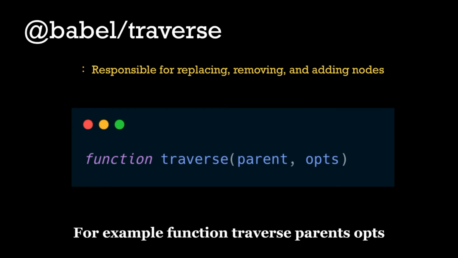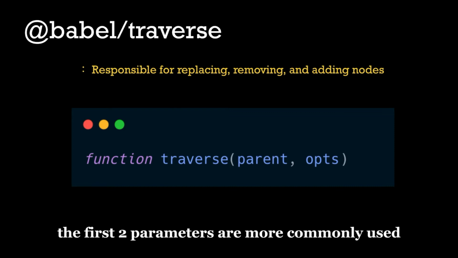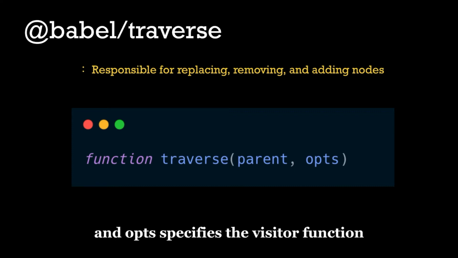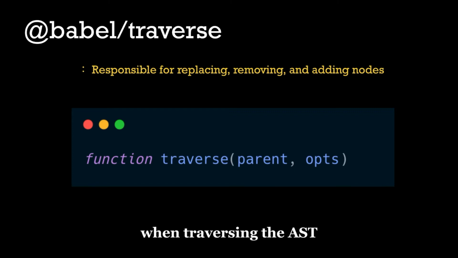For example, function traverse(parent, opts). The first two parameters are more commonly used. Parent specifies the AST node to be traversed, and opts specifies the visitor function. Babel will call the corresponding visitor function when traversing the AST corresponding to the parent.